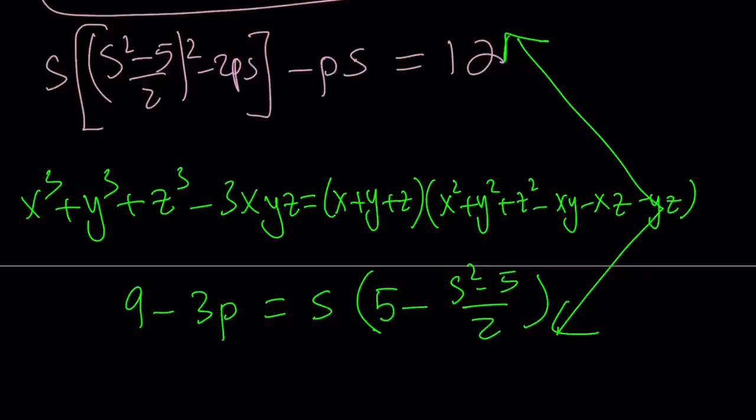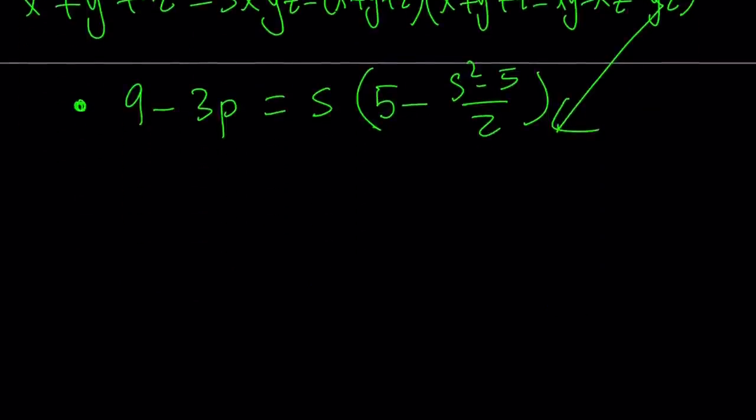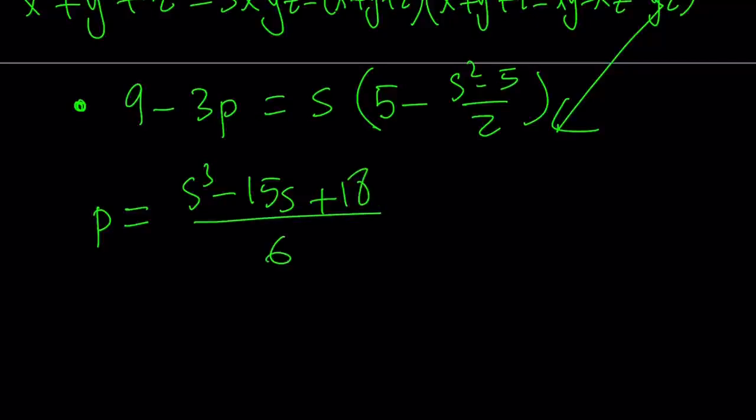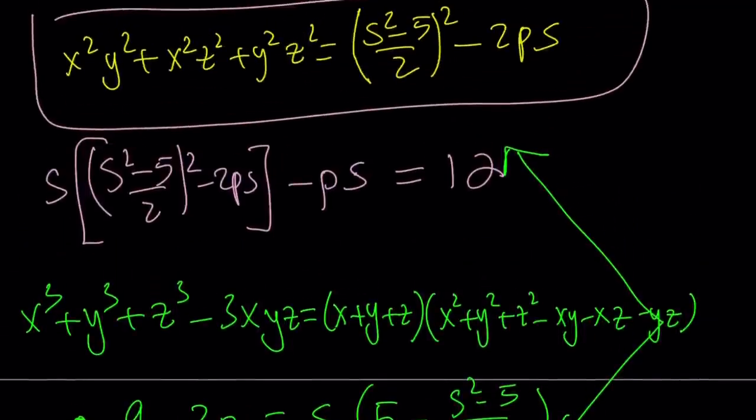So one idea here would be to isolate p, and you can definitely do that from the second equation. Notice that here, isolating p is not too hard. And to spare you the trouble, I'm just going to give you what p is in terms of s, and you can definitely check that. P can be written as s cubed minus 15s plus 18 all over 6 from this equation right here. All right. So now I got an expression for p. I can definitely go ahead and plug in here and here.